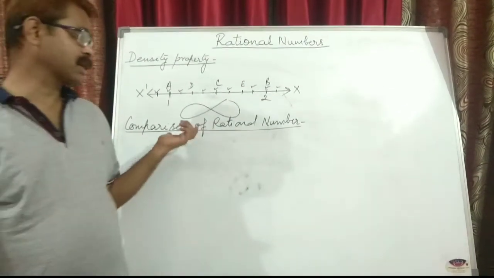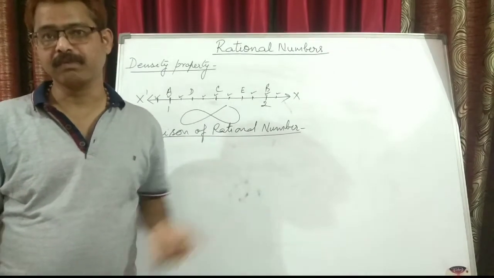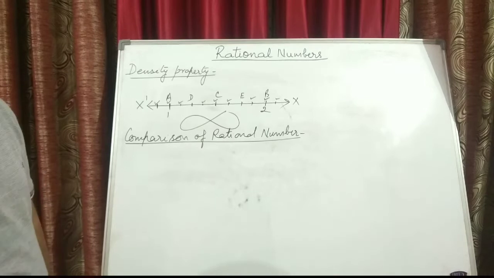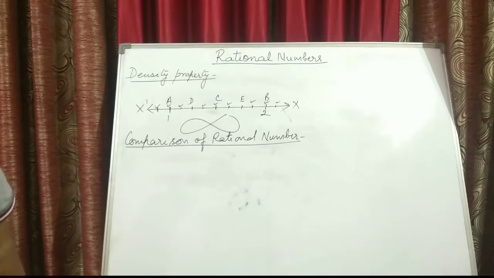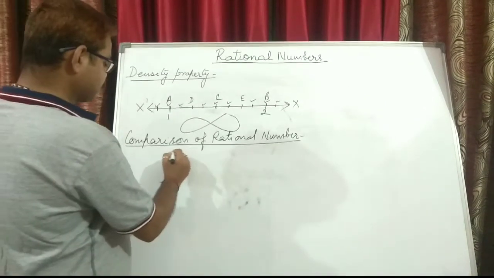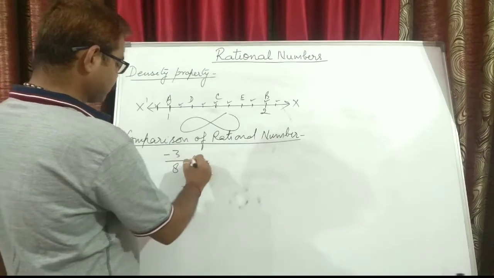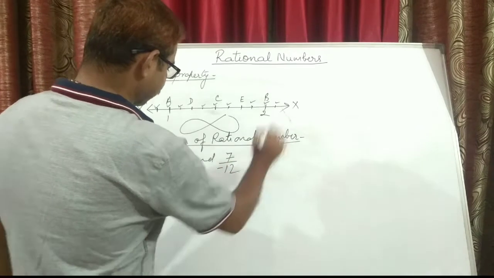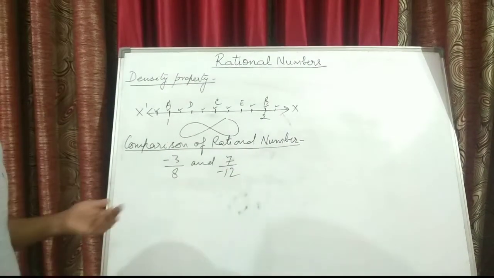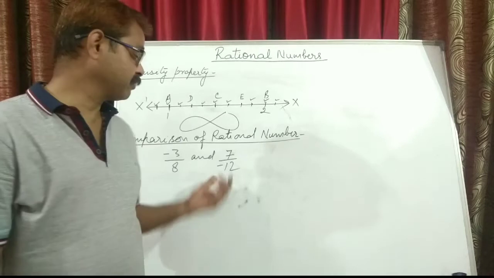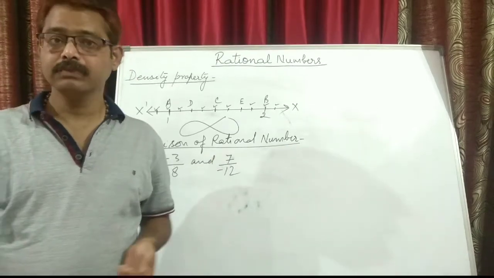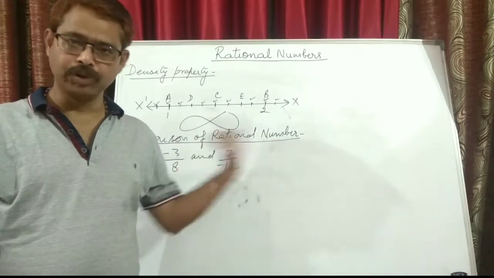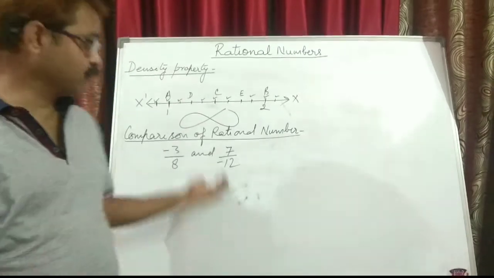Now the next topic is comparison of rational numbers. So what is the meaning of comparison? Suppose I take an example. For example, let's take minus 3 upon 8 and 7 upon minus 12. We have to compare them. Comparison means whether one number will be greater than the other one, or one number will be less than the other one, or both these numbers will be equal. Let's see what they are.